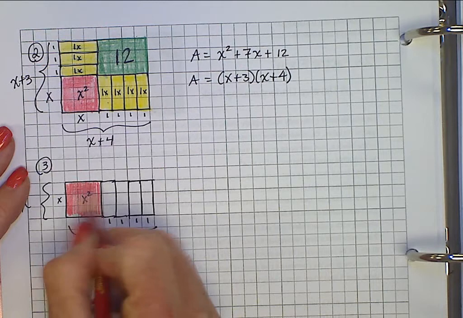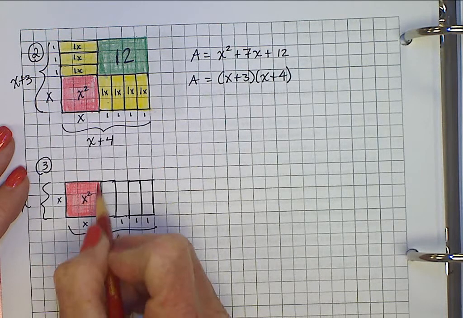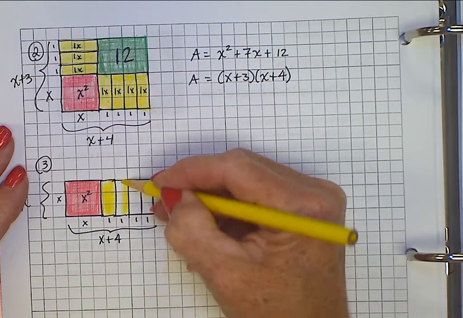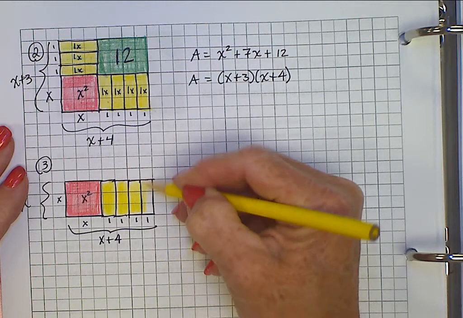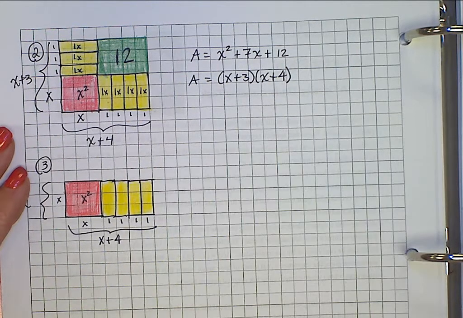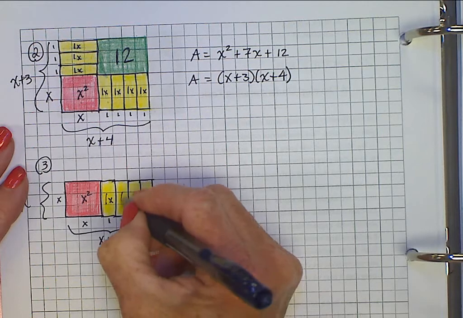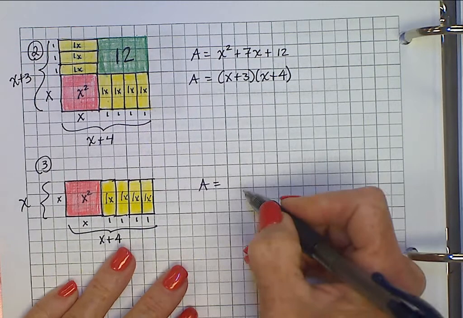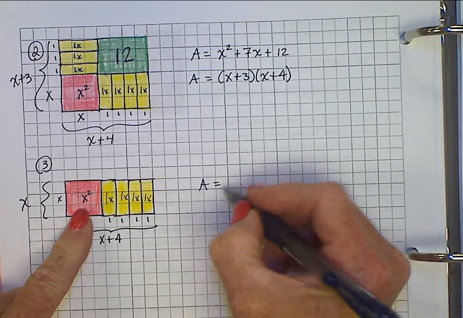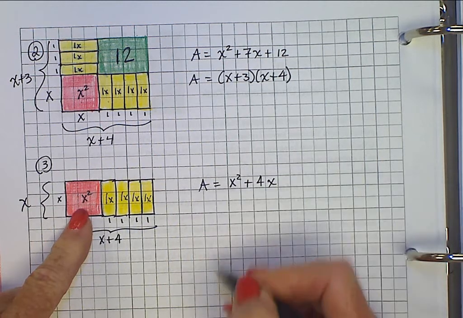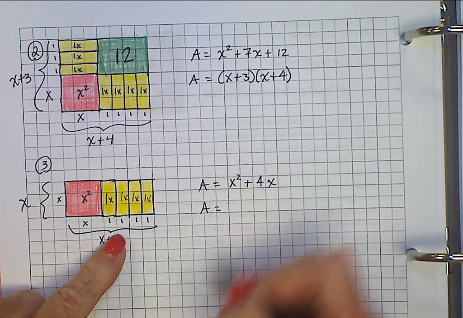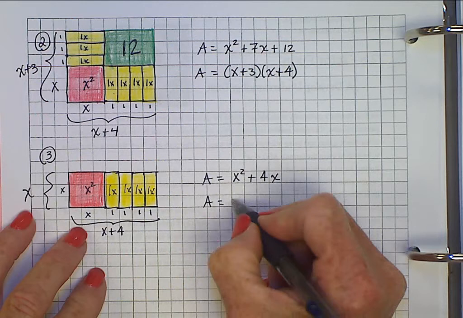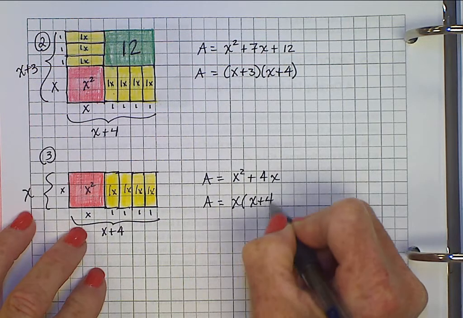So here's our original square block that we start with, and then we've added on 4 of these strips. Each of those strips has an area of 1 times x, or 1x. So the area here is, if we just add up all the individual areas, x squared plus 4x. But if we look at this as a rectangle and find the area as length times width, that would give us x times x plus 4.